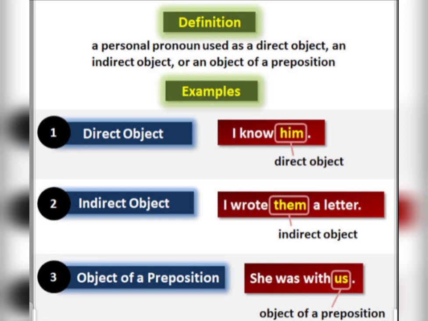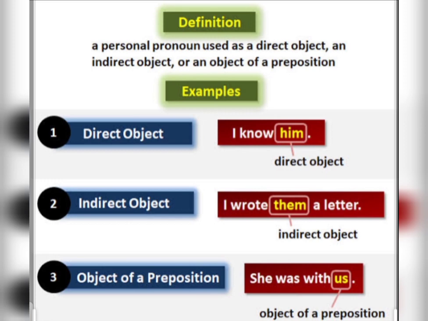So let's learn about direct object, indirect object and object of preposition. Definition: a personal pronoun used as a direct object, an indirect object, or an object of a preposition. Here, what do you mean by pronoun? Pronoun means we use the word instead of a noun. Direct object. See here, I know him. In this sentence, him is a direct object. Second sentence, indirect object. I wrote them a letter. Them is the indirect object. Third, object of preposition. She was with us. Us is an object of preposition.